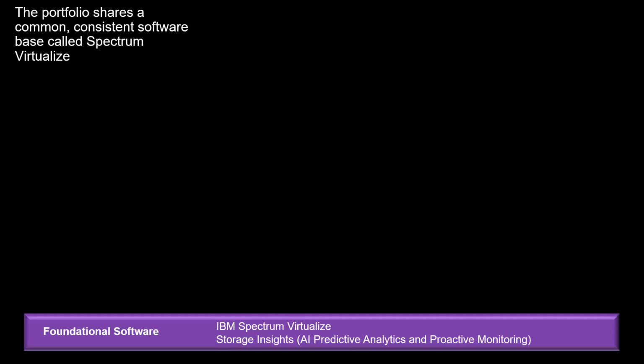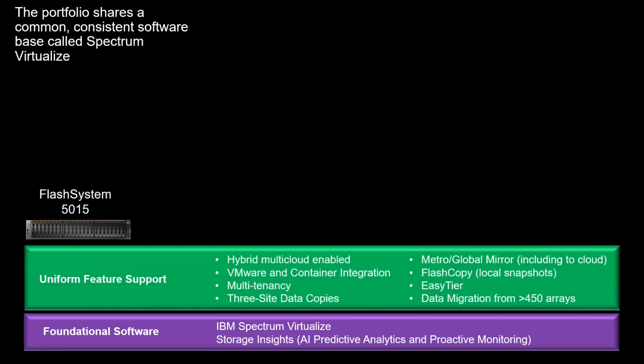It says in here that the portfolio shares a common consistent software base called Spectrum Virtualize. Yes, indeed. So looking back, focusing on the FlashSystem storage devices, what we have in here is the FlashSystem 5015. For this particular entry-level storage, it has uniform feature support, which means throughout the models that I'm going to share with you after this, the FlashSystem comes along with all of this functionality. You can have a look at the green color bar in here.